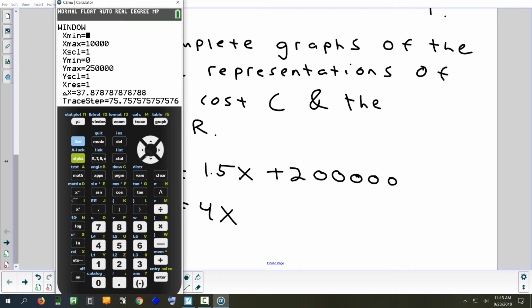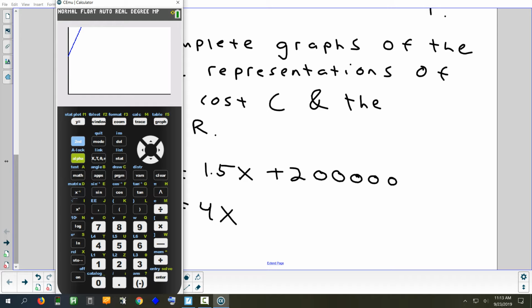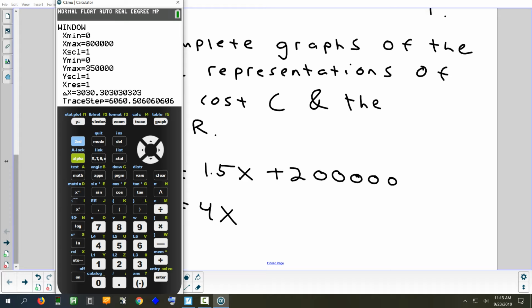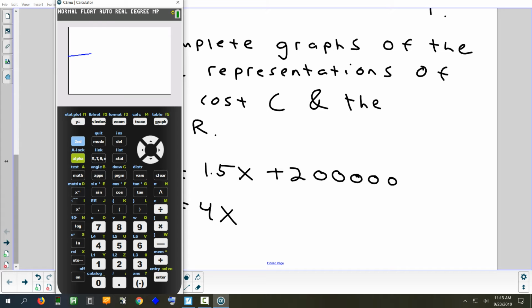But we're going to have to set x, I don't know, let's try like 80,000. But then the costs are probably going to go off the screen at this point, so let's try 350,000. Okay, so I think my y max is good, but I set my x a lot higher than I needed to. We could probably set it at like 40,000. And then it wouldn't look so squished.